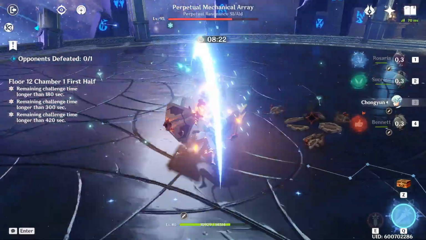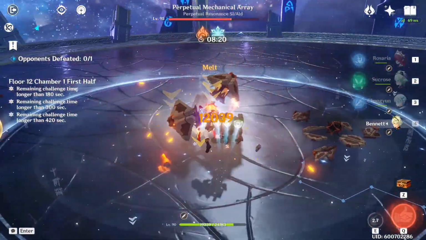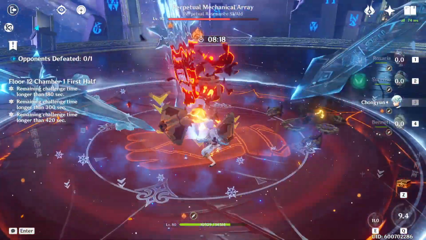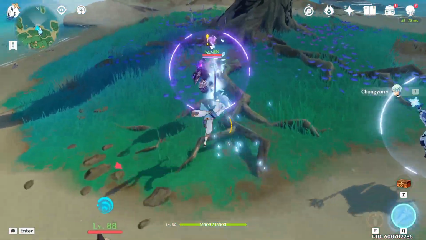The great thing about understanding elemental gauge theory is that it can be applied not only to the reactions that you create within your own team, but really anywhere else within the game.